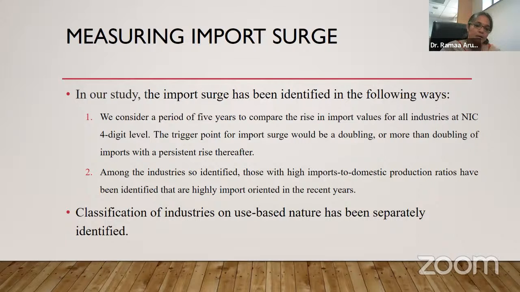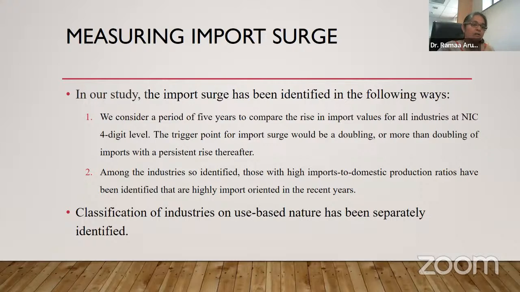But having read the WTO documents and a lot of other literature, whereby many researchers have tried to measure this kind of surge, we've taken two steps to identify the NIC 4-digit level sectors where the import surge was actually visible. The first step is that we consider a period of 5 years to compare the rise in import values for all industries at the NIC 4-digit level. The trigger point for import surge is where imports have doubled or more than doubled with a persistent rise thereafter. This is the threshold we have taken: wherever it doubles quinquennially, the first doubling is taken as the trigger point, and the persistent rise is also observed. If it is observed, it becomes a potential sector for import surge.